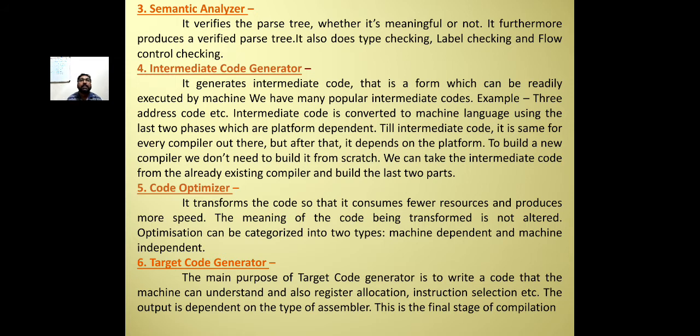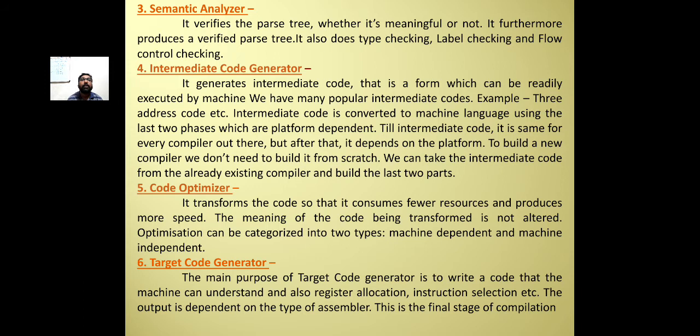Intermediate code generator. It generates intermediate code, from which the program can be readily executed by a machine. We have many popular intermediate codes, for example, three address code, etc. Intermediate code is converted to machine language using the last two phases.